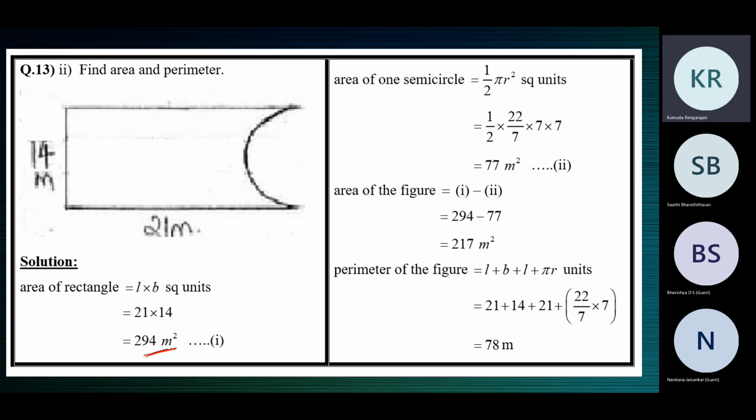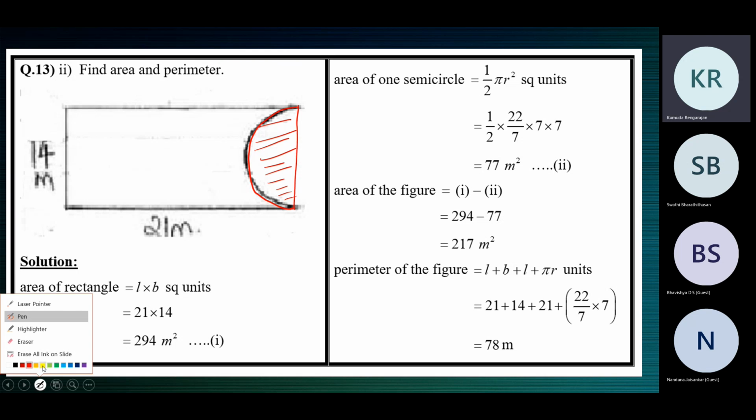So this is the area of the rectangle. But when you find the area of the rectangle, you're finding the area of this figure as if this portion is also there. But actually this is not there. This is cut. The figure ends here. So you must take away the area of the semicircle. Area of one semicircle is half pi r square, because pi r square is for a circle.